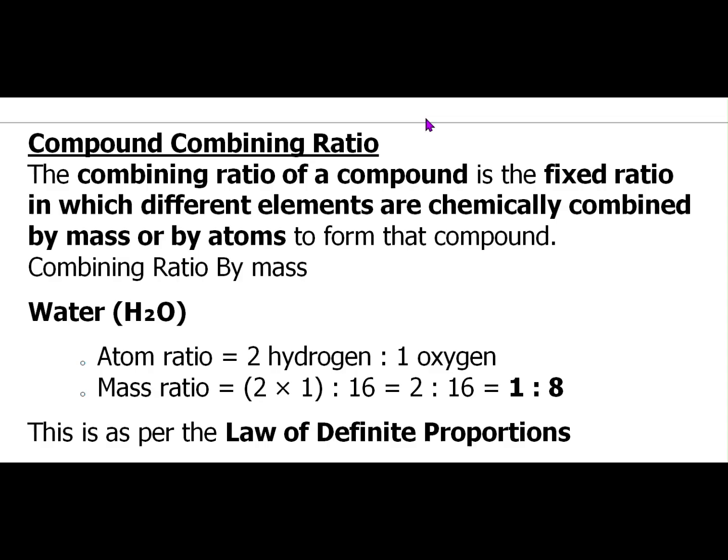This is the ratio. The oxygen mass is 16; you should refer to the table. The hydrogen mass is 1, so we have two hydrogen atoms. 2:16, that is 1:8. This is as per the law of definite proportions.